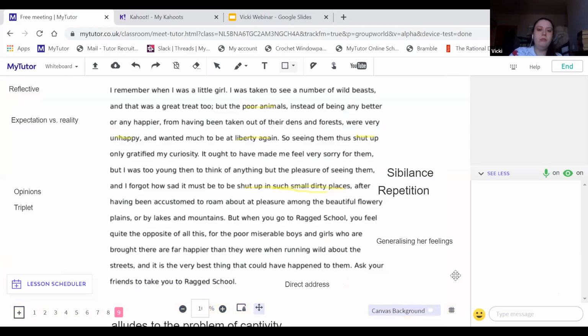So imagery then, you've got the idea of what the habitat used to be, and here again, returning to that and what they're actually being kept in. So that's really interesting.